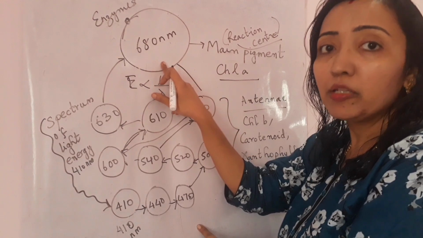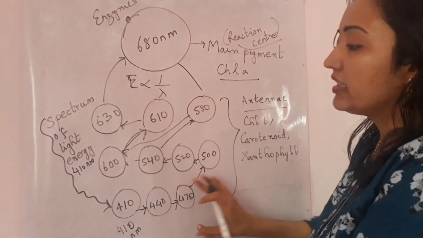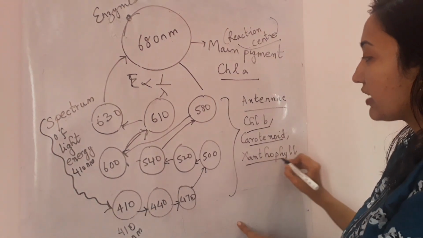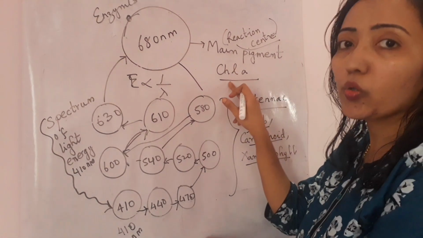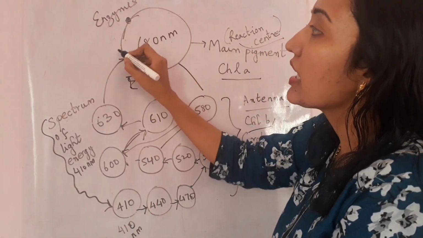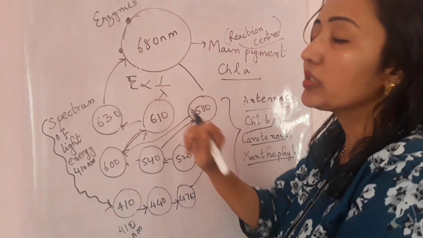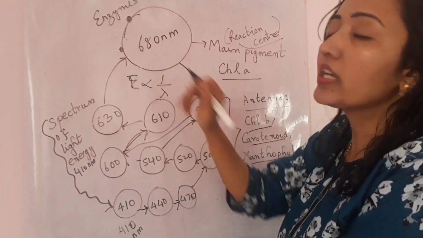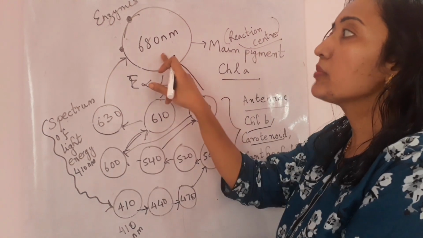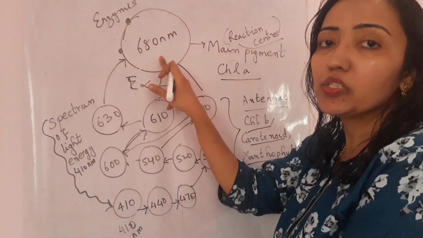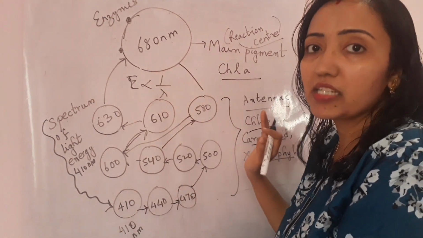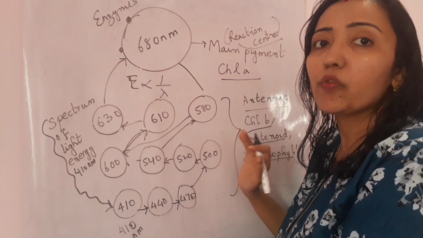Chlorophyll A is the main pigment which is the reaction center, and all these other pigments are chlorophyll B, carotenoid and xanthophyll. This main pigment has enzymes attached to it, so it can carry out photolysis of water. Photolysis is breaking of water. Other pigments have no enzymes, so they cannot carry out photolysis.